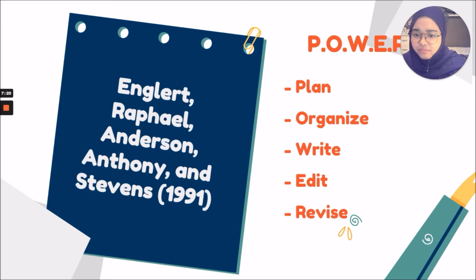So, Englert, Raphael, Anderson, Anthony, and Stevens provided a model of a 5 steps of writing process using the acronym of POWER, POWER, that I mentioned. So the first one you have plan, organize, write, edit, and revise. So each step has its own sub-steps and strategies that become more sophisticated as the students become more mature as writers. So accommodating their style to specific text structures and purposes of writing.